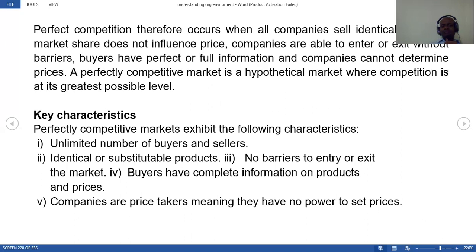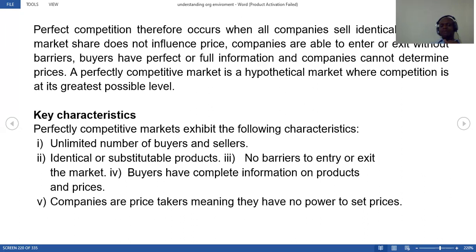Then buyers have complete information on the product and prices. In this type of market, you realize that customers are informed. They have all the information that they require. Therefore, it is much easier for them to make decisions on what to buy and when to buy in that market.